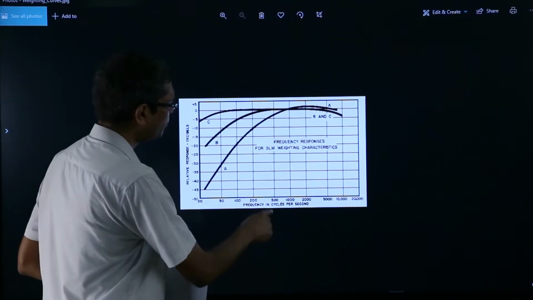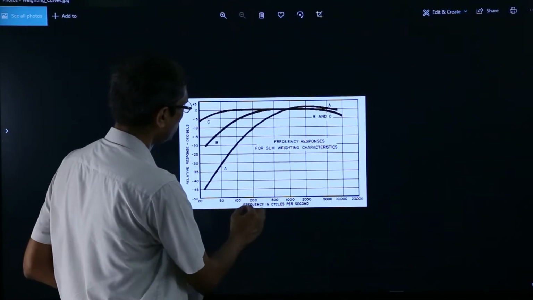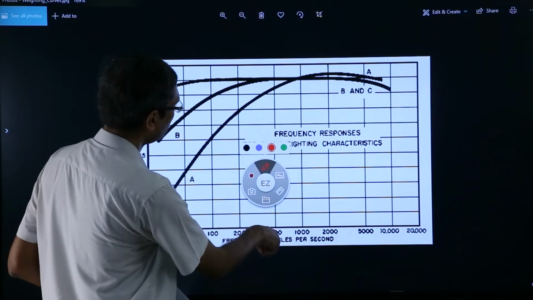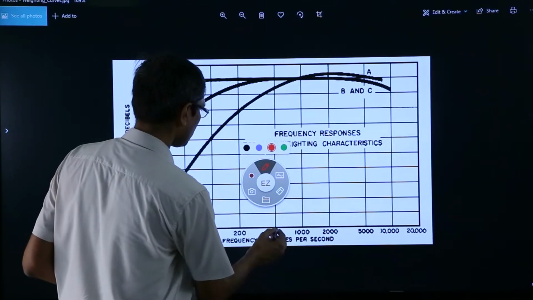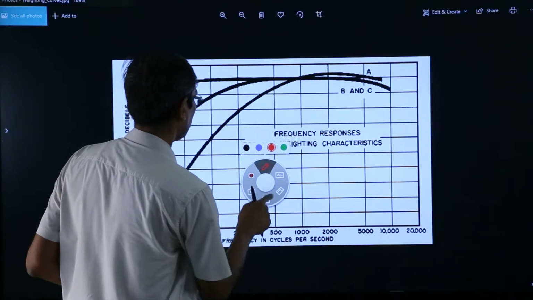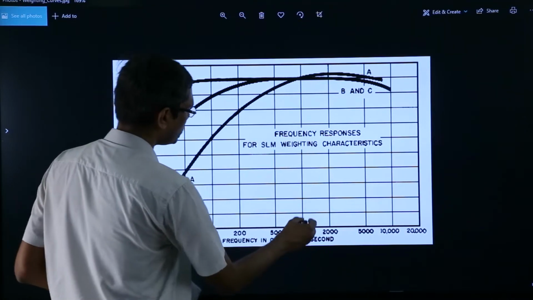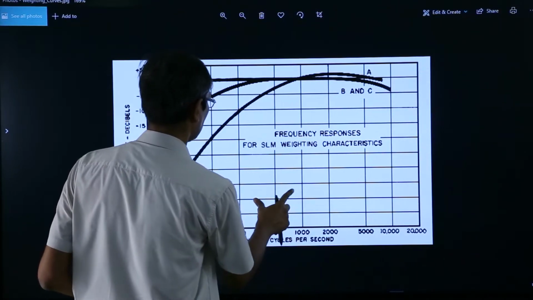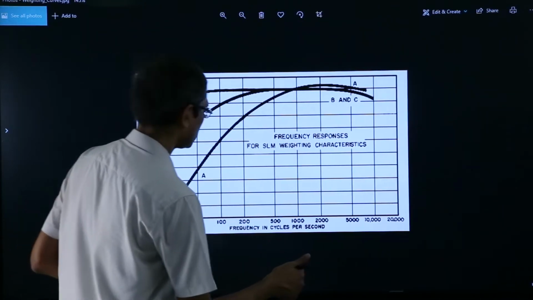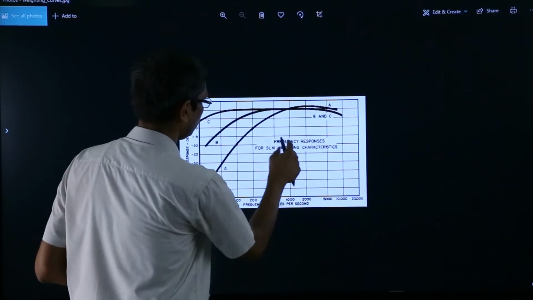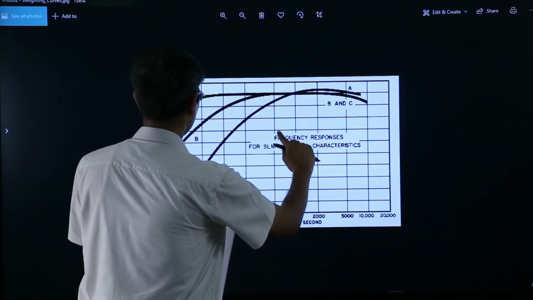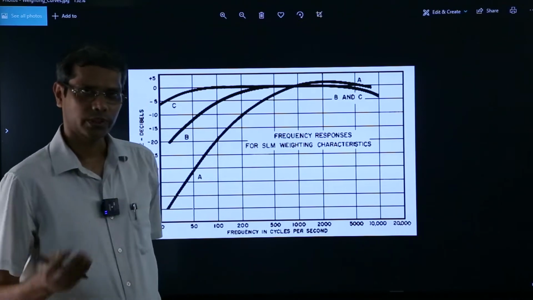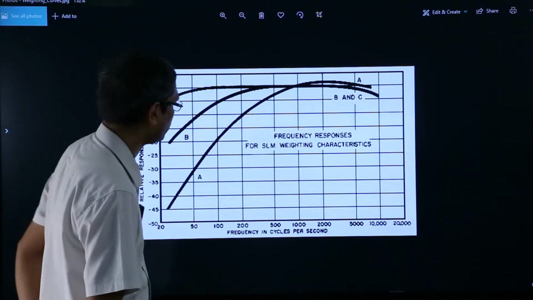Now if you come to say 200 hertz here. So I was talking about this 1000 hertz point. At this point we have the highest sensitivity, and the microphone and human beings perceive similarly.